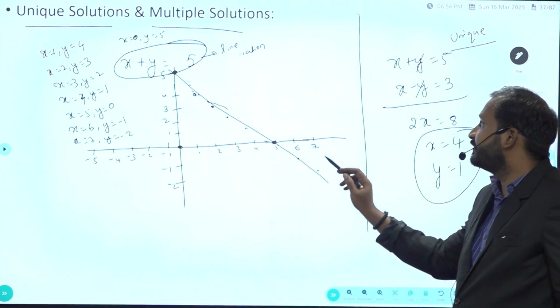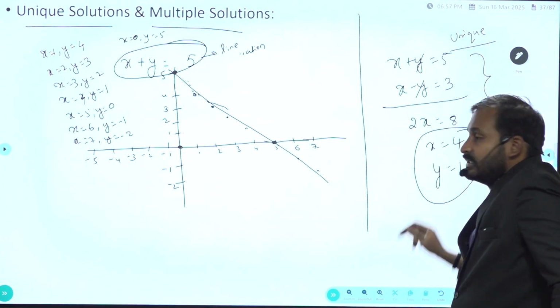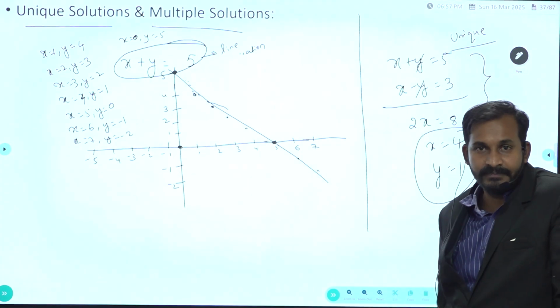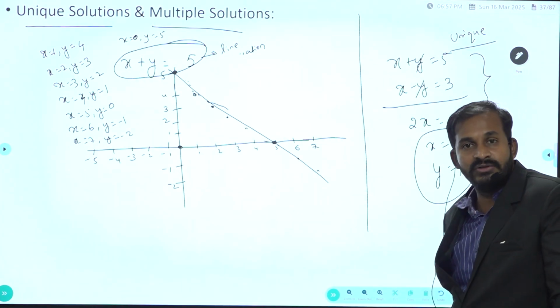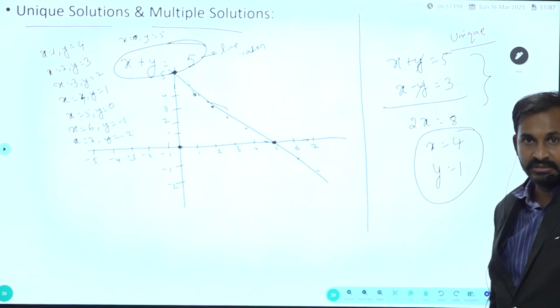Okay, this is the difference between unique solutions and multiple solutions. If you have two equations, definitely you will get a unique solution. If you have a single equation, you will have multiple solutions. Remember this one.